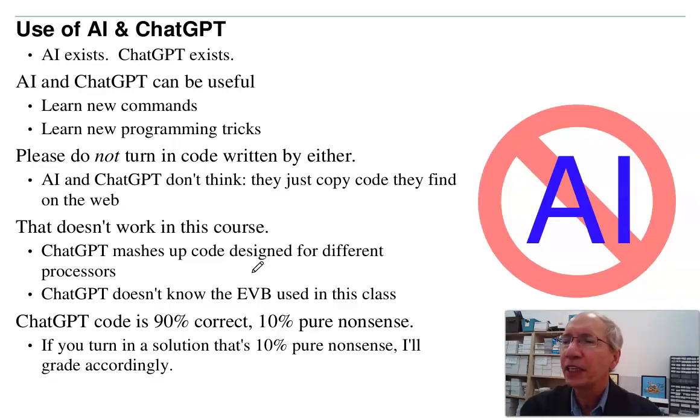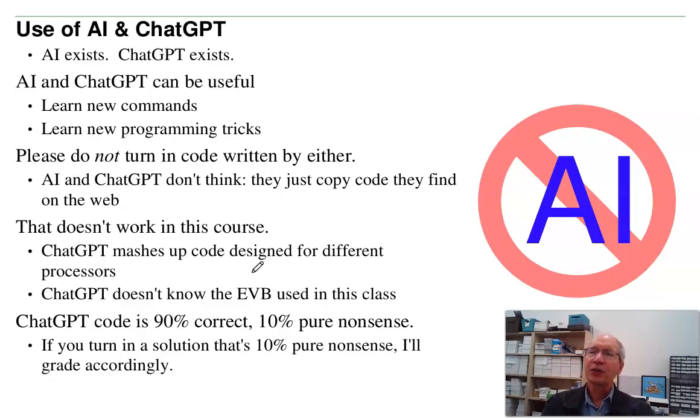In terms of ChatGPT and AI, they do exist. Can't deny that. They actually can be useful. Usually they're the bane of instructors like myself, but you can use them. If you ever want to learn new commands, new programming tricks and techniques, HTML coding is a good example for web pages. ChatGPT and AI are really good. They know all sorts of tricks in HTML programming. However, do not turn in code or hardware designed by ChatGPT or AI. Typically, the code they generate is 90% correct, 10% pure nonsense. It won't run. If you turn in code that's 10% pure nonsense, I'll grade accordingly.